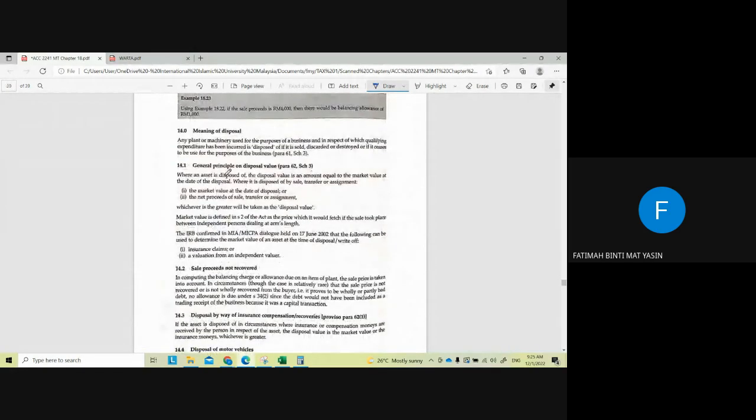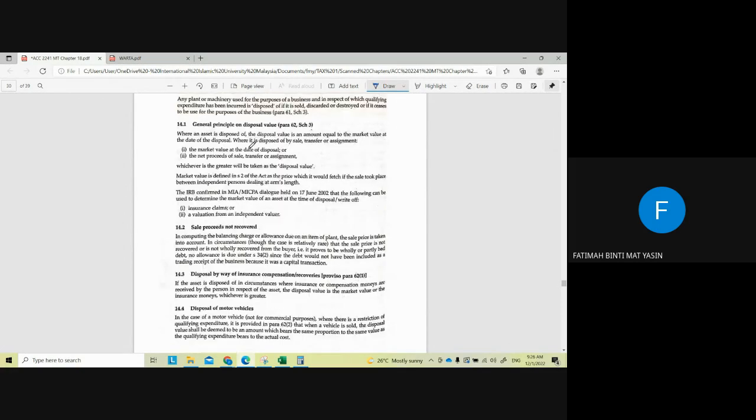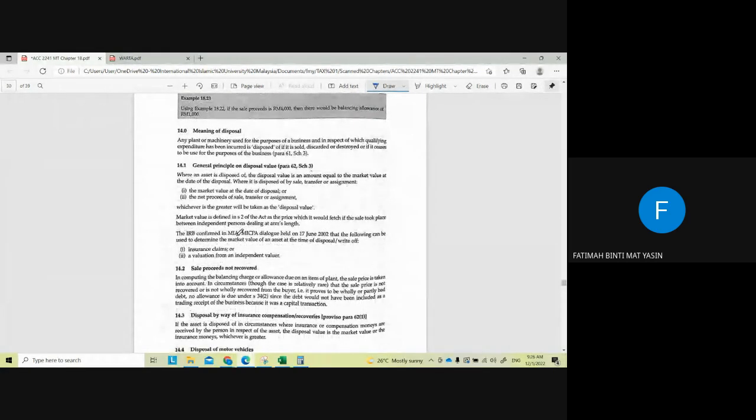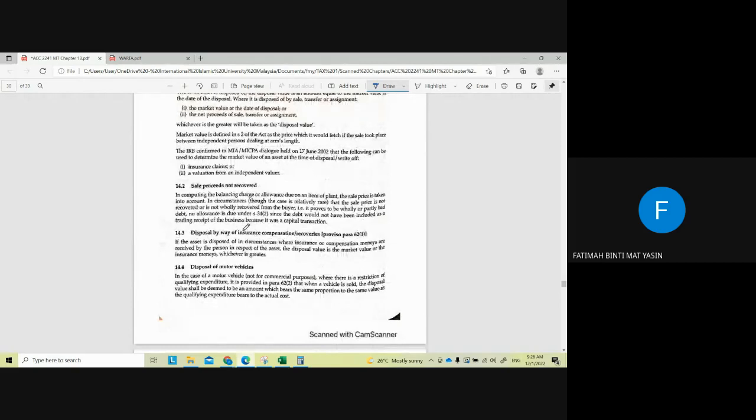Meaning of disposal. What does it mean? Disposal means that the company sold, discarded or destroyed the asset, or it ceases to be used for the purposes of business. Please read this. So how do you determine the disposal value? Usually it's based on how much the company can sell the asset to a third party. So that will be the disposal value.